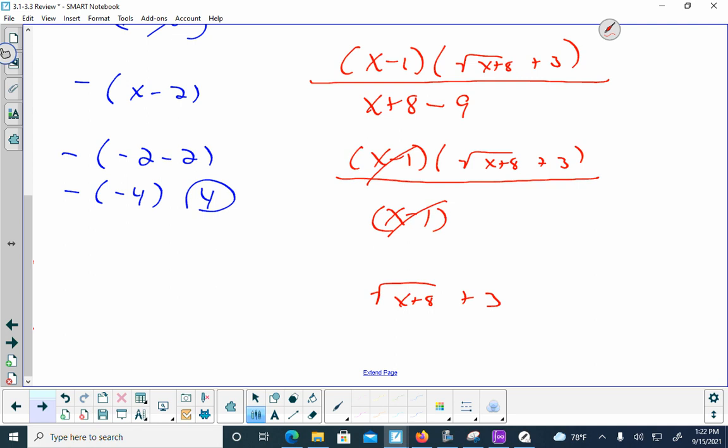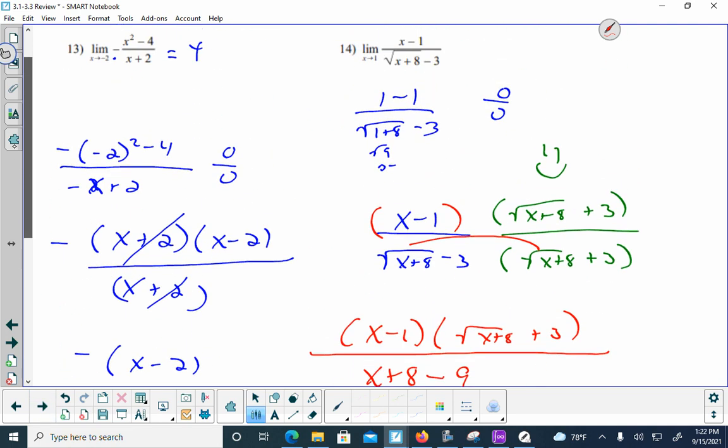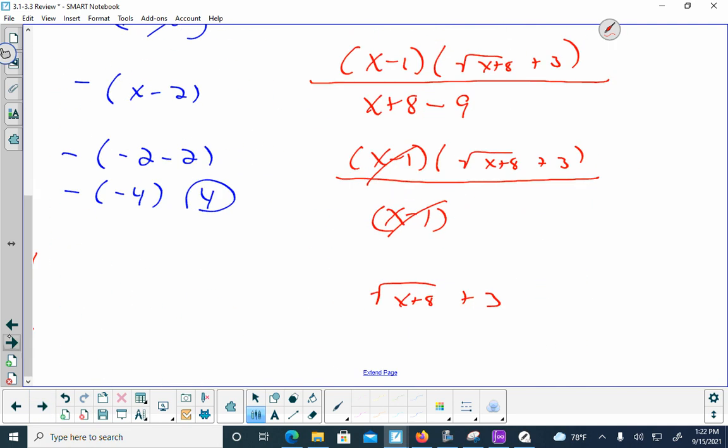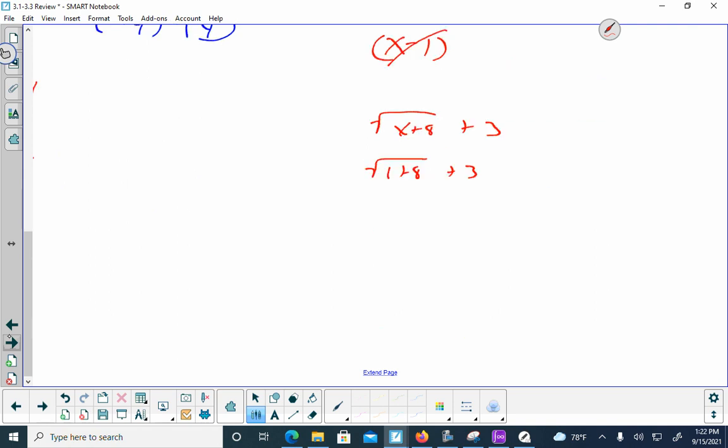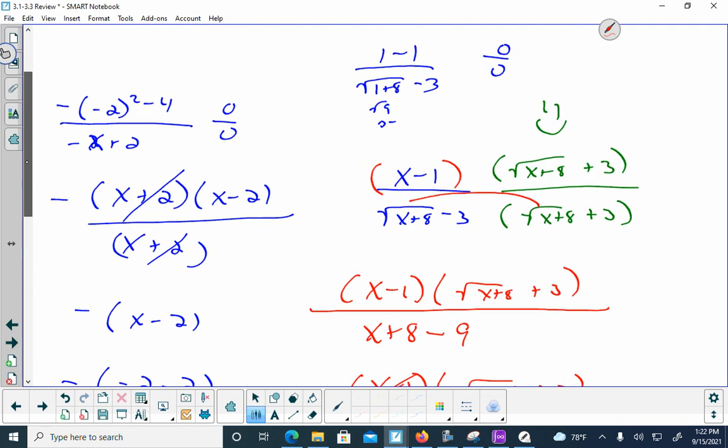And I'm taking the limit as x approaches 1. So I'm substituting in 1. So 1 plus 8 plus 3. So this is the square root of 9 plus 3. So 3 plus 3, and my final answer is 6.